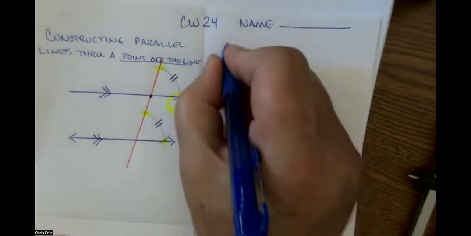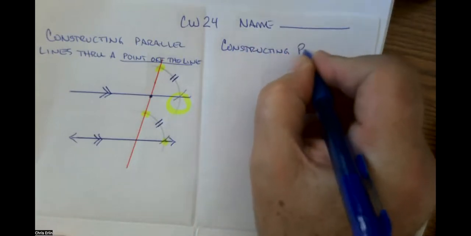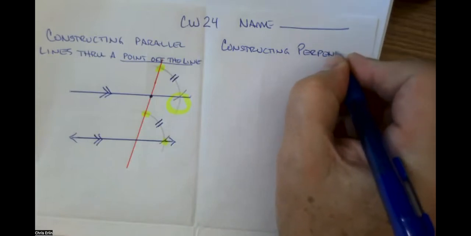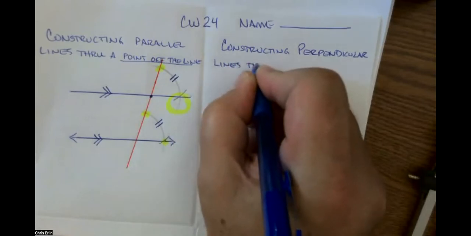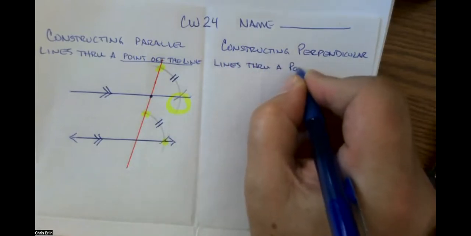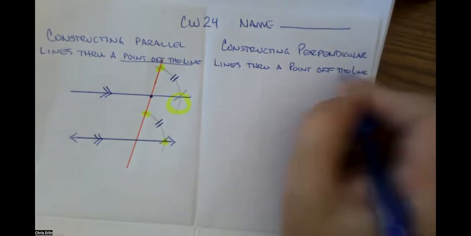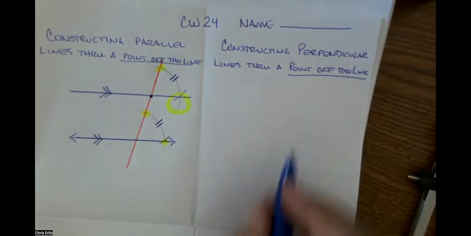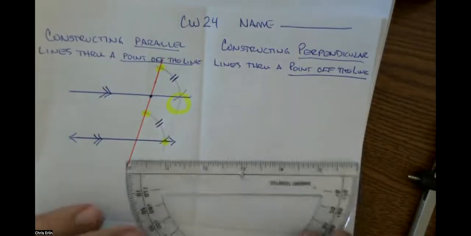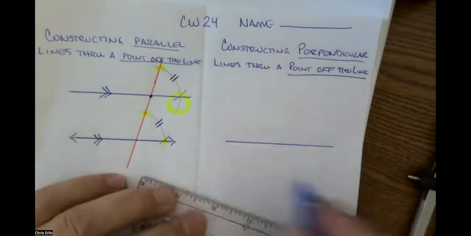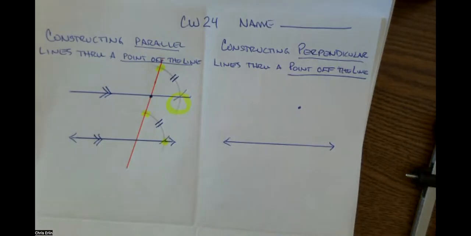Second skill, constructing perpendicular lines through a point off the line. Starts the same way. Give yourself a line and some points off that line.